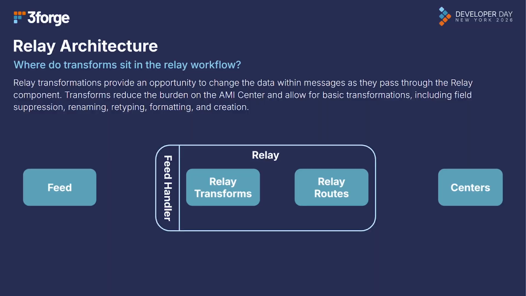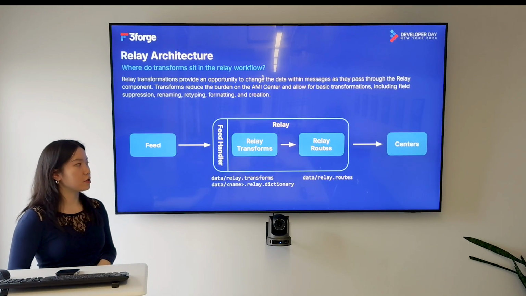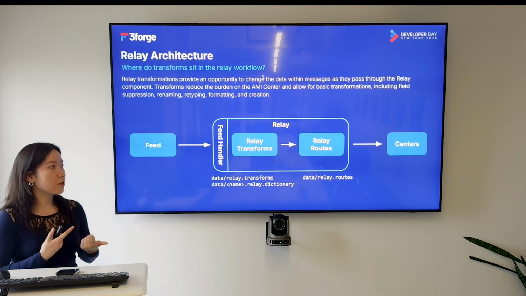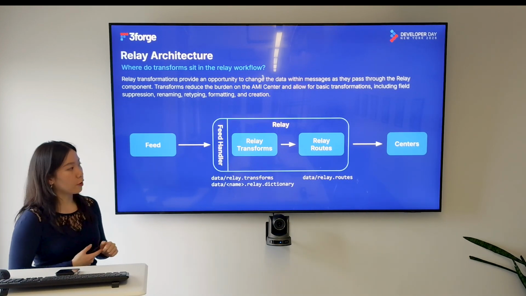So at a high level, relay transforms allows us to manipulate data as it passes through the relay component. This takes pressure off of the center and allows us to do things like suppress fields, rename, retype values, create new fields, or format data.